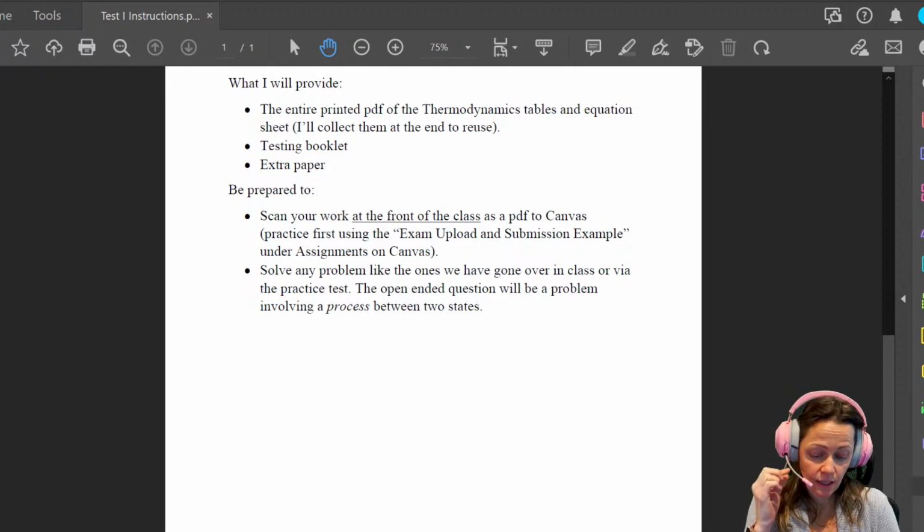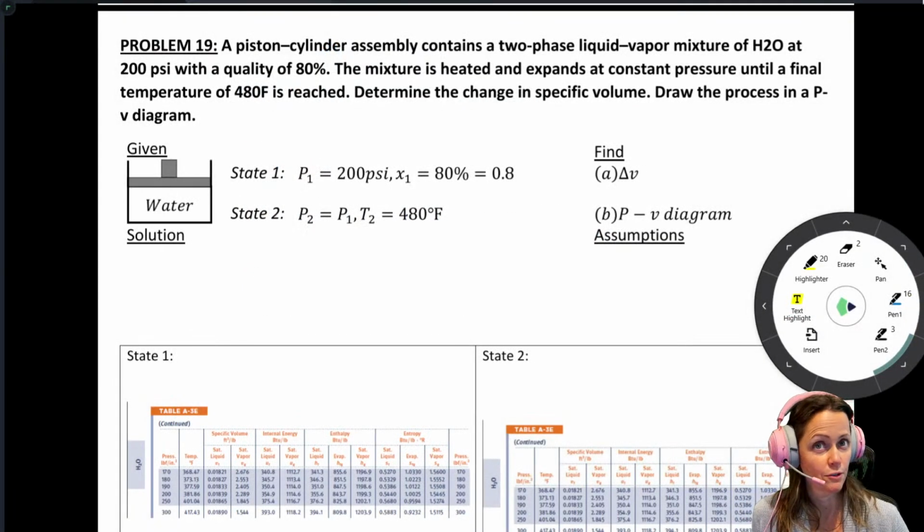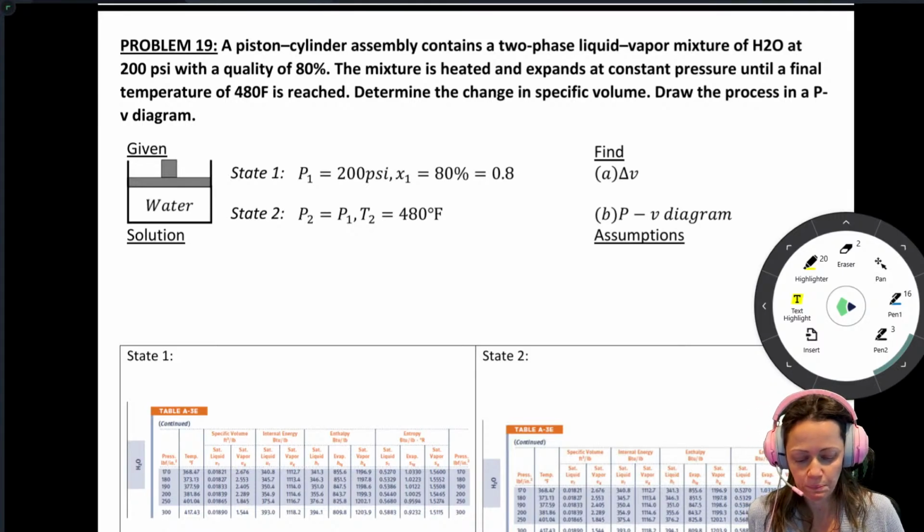As far as what you should expect, any of the problems that we've done in class, and any of the problems that you saw on the practice exam, are fair game. You probably want to focus on the ones that have a process involved. From state 1 to state 2, it's unlikely that I would just ask for the specific volume of water at a particular state. I'll be looking for a particular process. Be prepared for a T-v and/or a P-v diagram, that kind of thing.